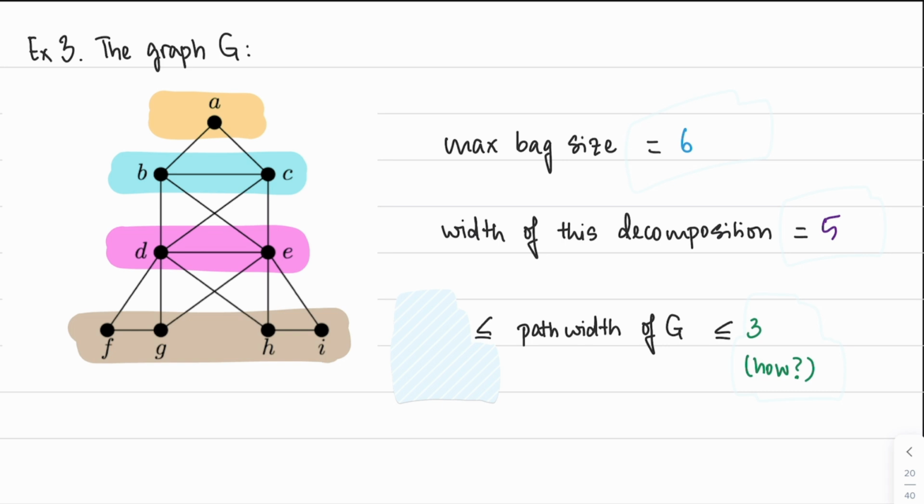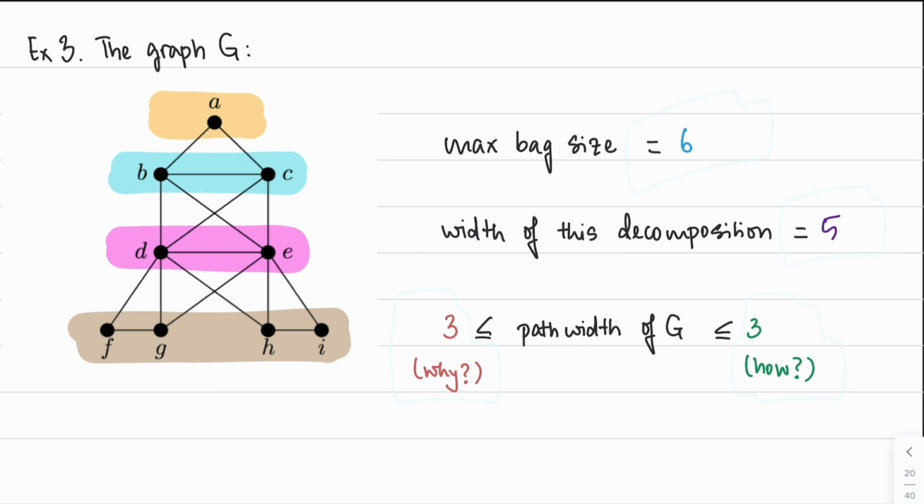Now, if you're ambitious, you could say, well, maybe I can even manage with 3 vertices per bag. So maybe the path width can be even better. But it turns out that in this case, 3 is actually the best that you can hope for. And once again, this is a lower bound claim that we are making here. So I'm not going to get into it in a lot of detail.